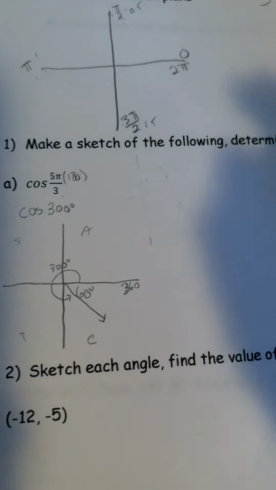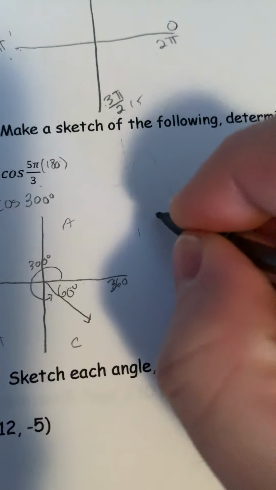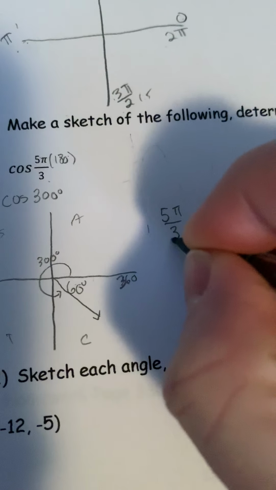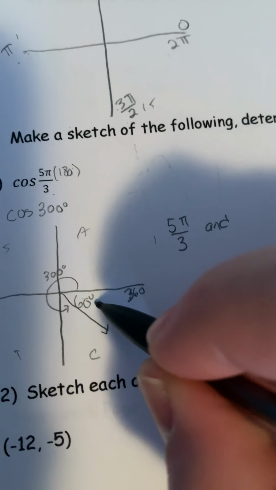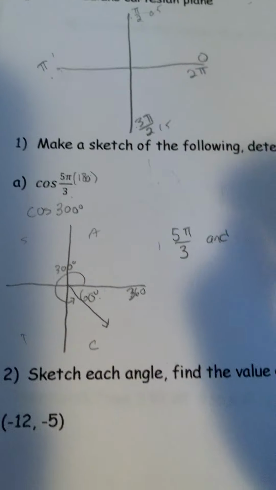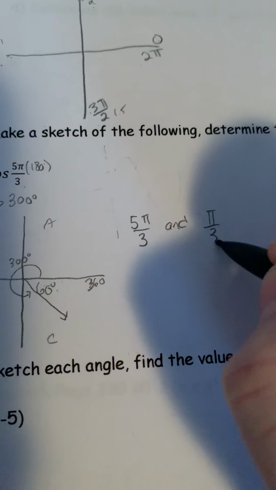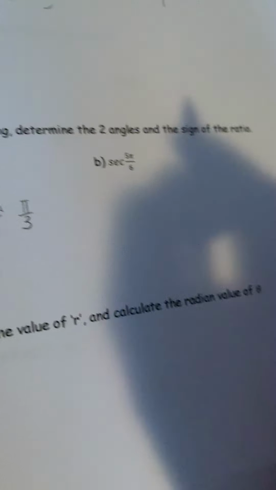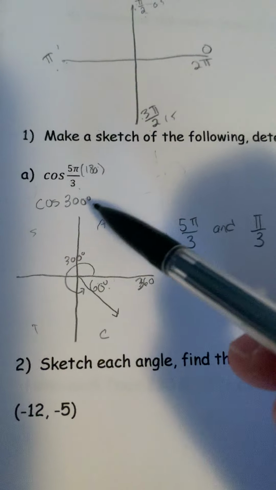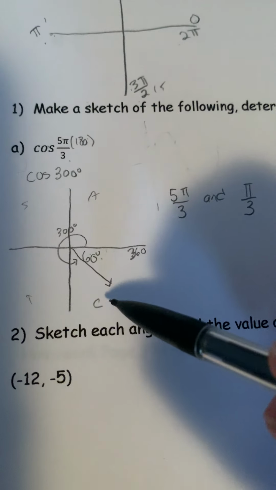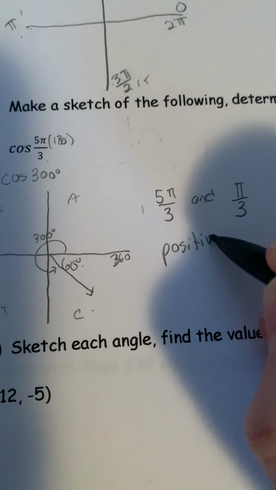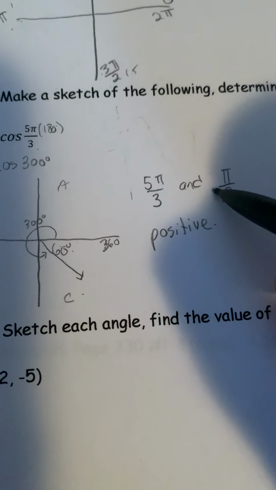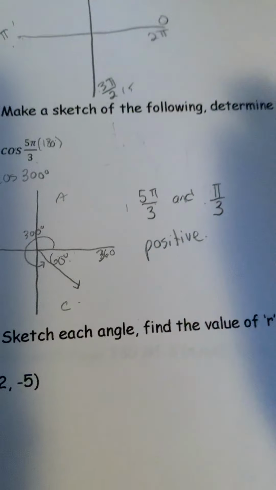Okay, so the two angles then are the 5 pi over 3, because we want our final answers in radians. So 5 pi over 3 and our 60 degrees, which we found out, is pi over 3. Okay, so those are the two angles, and then it says, what is the sign of the ratio? So we're looking at cos, and we're in this quadrant, so cos is positive. So 300 degrees, 60 degrees, and positive.